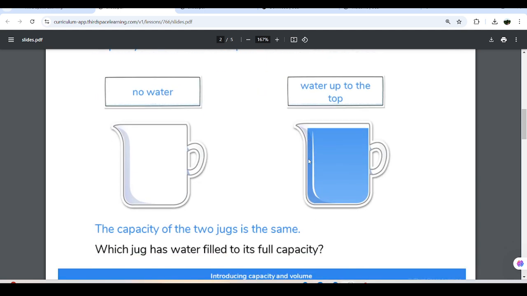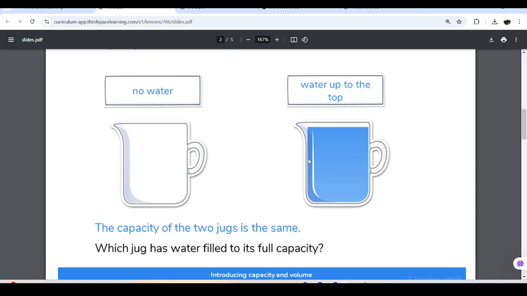So which jug has water filled to its full capacity? First or second? The first. No, the second. The second one is filled to its full capacity.